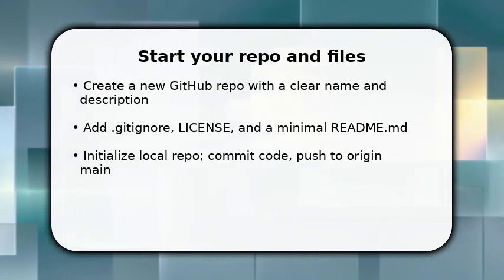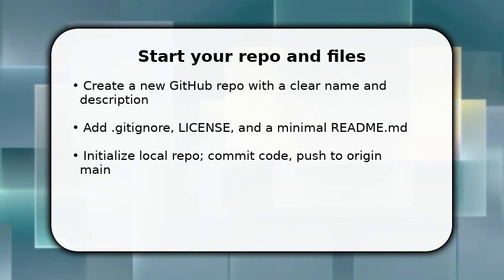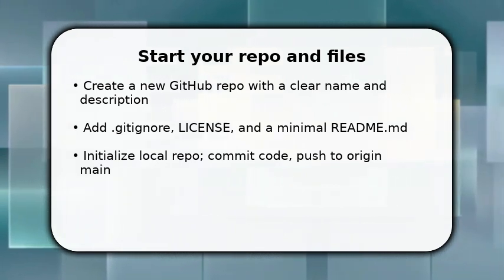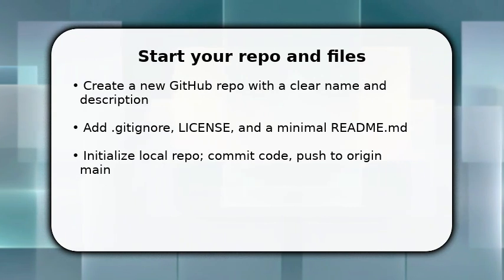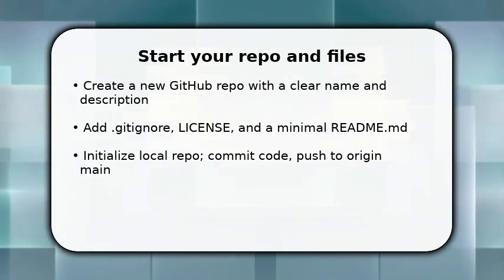Then initialize Git locally, add your core notebooks, scripts, and commit. Make the first push to main and confirm the remote shows your files so teammates can clone and reproduce immediately.